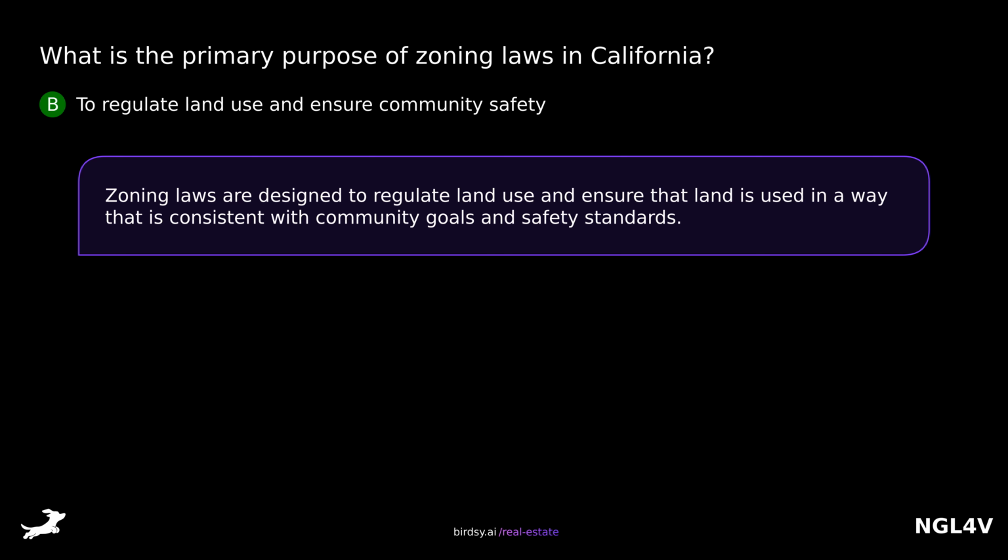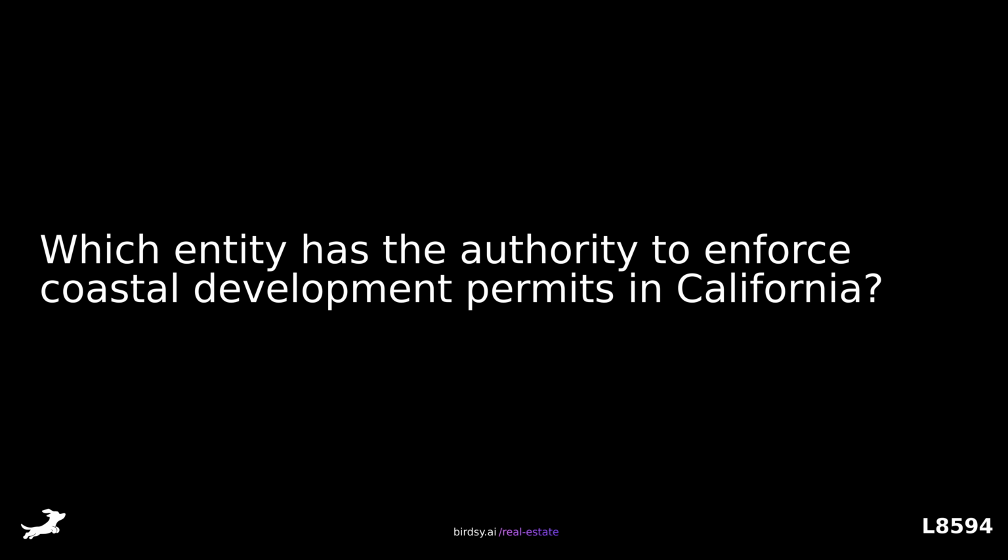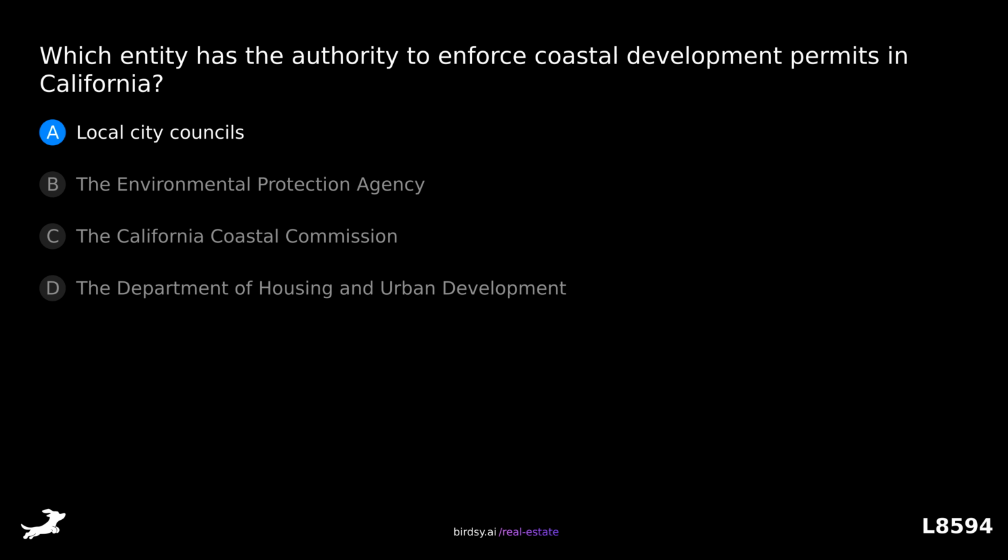Zoning laws are designed to regulate land use and ensure that land is used in a way that is consistent with community goals and safety standards. Which entity has the authority to enforce coastal development permits in California? Is it A, local city councils, B, the Environmental Protection Agency, C, the California Coastal Commission, or D, the Department of Housing and Urban Development?